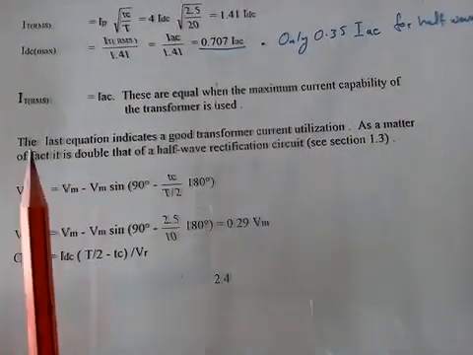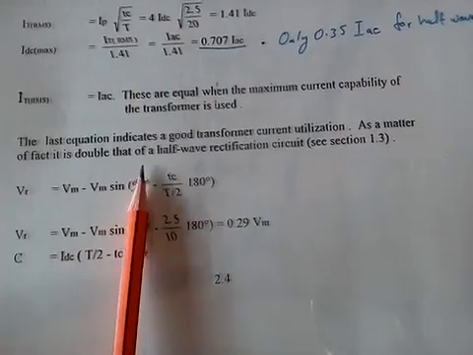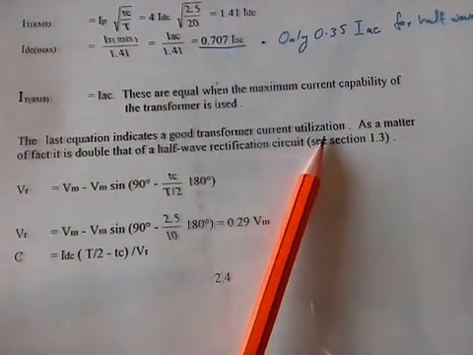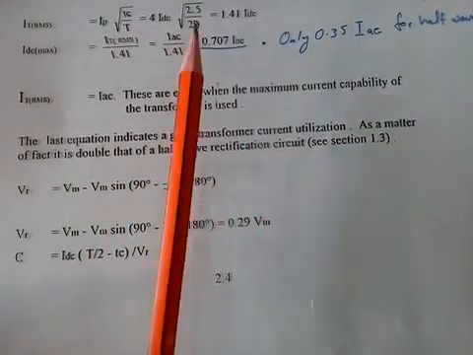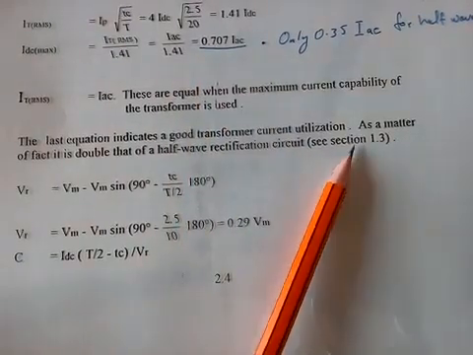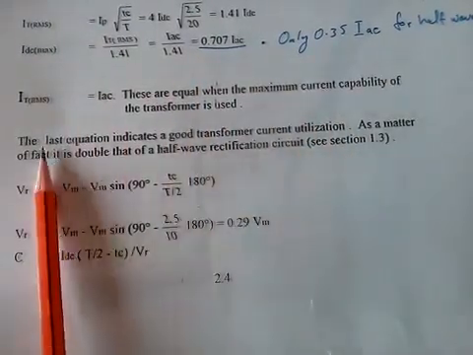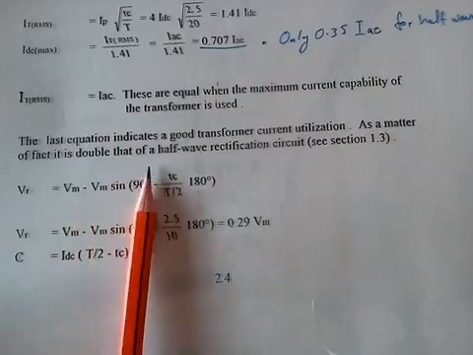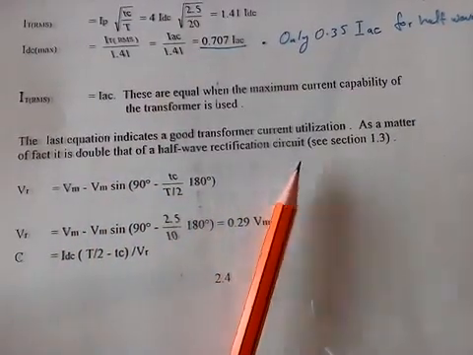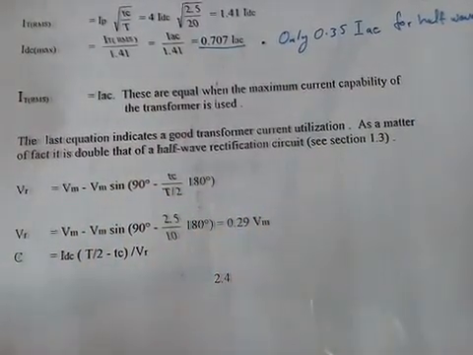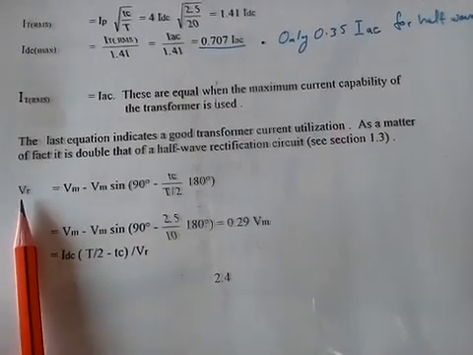The last equation indicates a good transformer current utilization. That's 71%. As a matter of fact, it is double that of the half-wave rectification circuit. Okay, let's see how to calculate the ripple voltage.